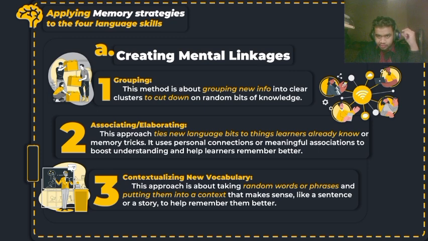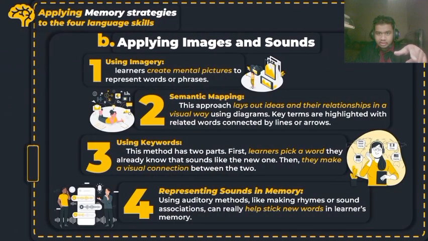Now, moving to the next part, we got B. Applying image and sounds. First things first, there are four strategies in this part, in which the first one is using imagery. Learners create mental pictures to represent words or phrases.